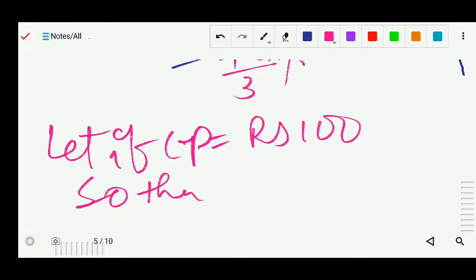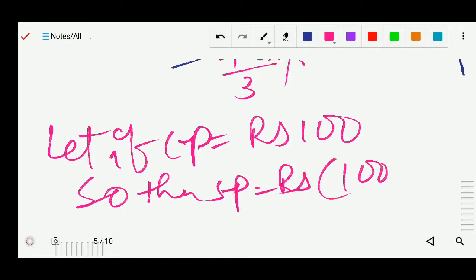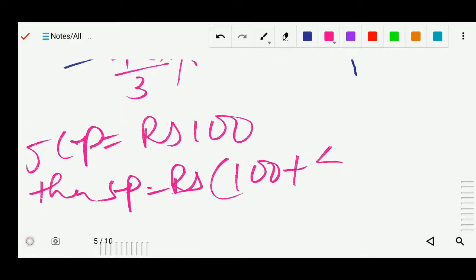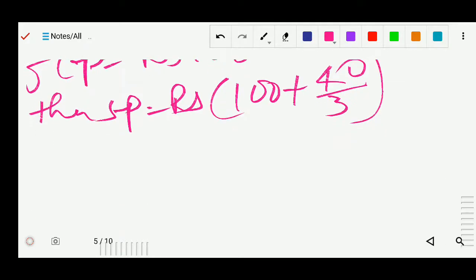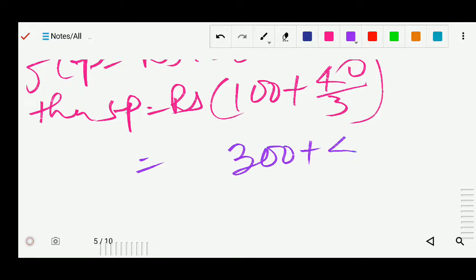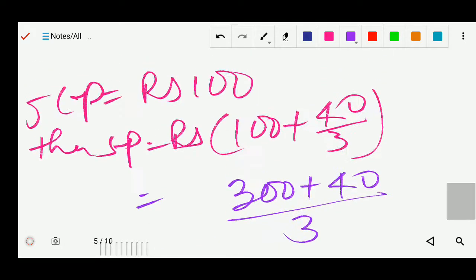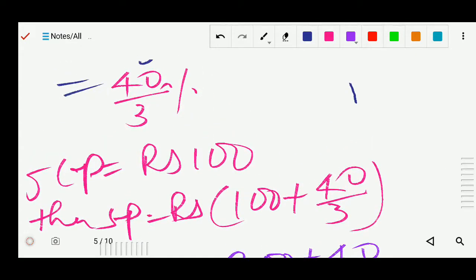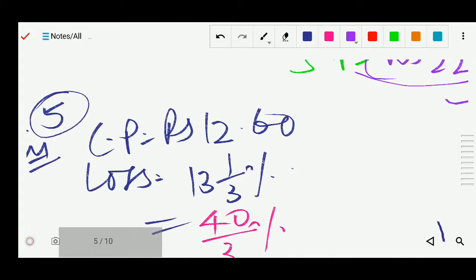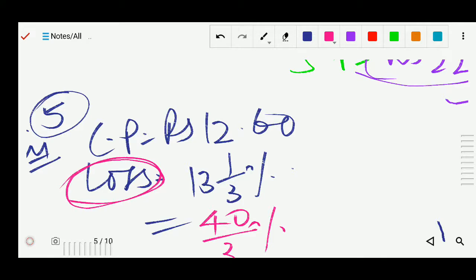Then the selling price will be rupees, so in this 100 we will add this 40 by 3. You can add it, so it will be 100 3s are 300 plus 40 by 3. You can solve this fraction. So you will get here rupees, sorry, here is one mistake I have done. What is the mistake? It is loss. You can see, look at one mistake here, it is loss.